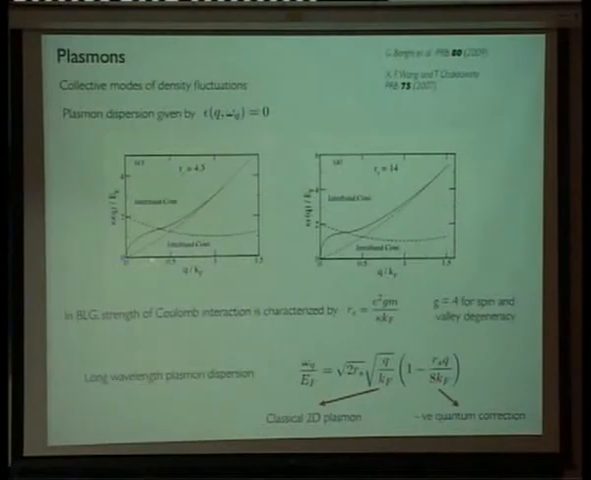So if you look at the plasmons, the plasmon dispersion goes as root 2 r_s, and then there's a root over q. This is the classical 2D plasmon. And then the first-order quantum correction is negative, and the idea is that you have two bands, and corresponding to that you have two particle-hole continua, and when the plasmon goes up close to this, there's a band bending effect. So the plasmon basically has a negative correction here.